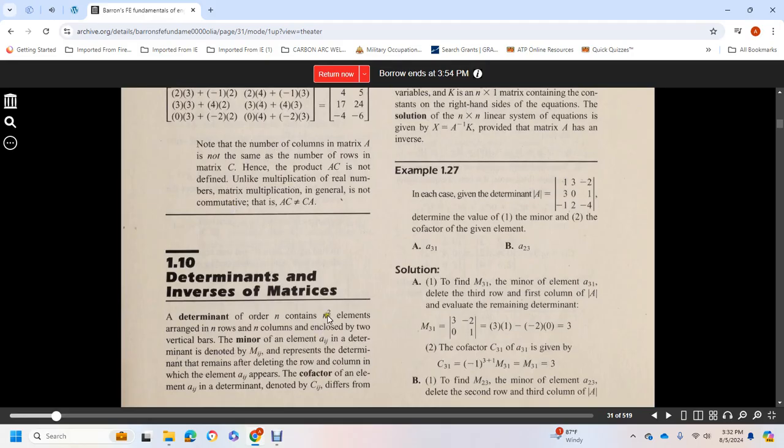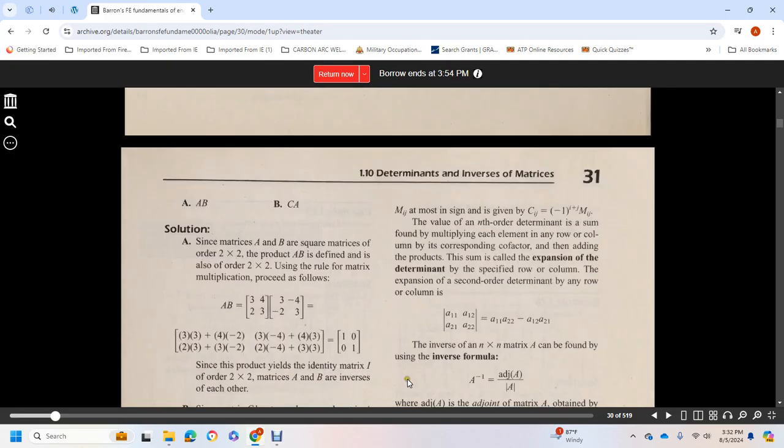A determinant of order n contains n squared elements arranged in n rows and n columns, enclosed within two vertical bars. The minor of the element a_ij in the determinant, M_ij, is represented by the determinant that remains after deleting the ith row and jth column. The cofactor of the element a_ij, denoted C_ij, differs from M_ij.